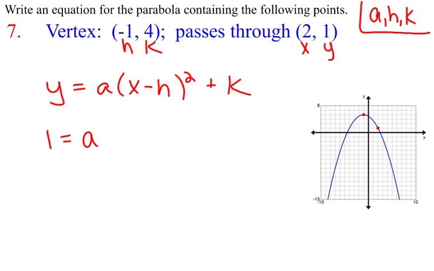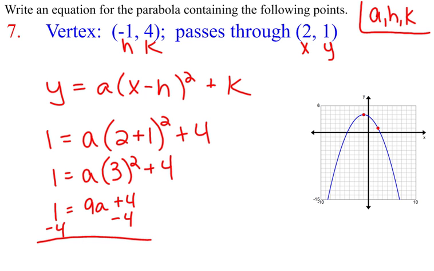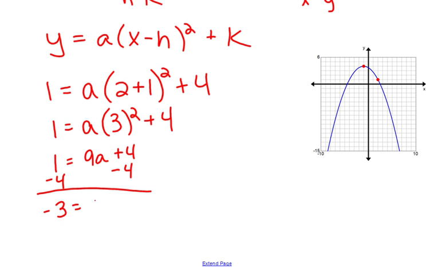My a is a variable, and then x is 2 minus h. So minus a negative 1 would be plus 1. Don't forget the squared, and then plus k, which is 4. So I go ahead and simplify this equation and then solve for a. I'd have 1 equals 3 squared is 9, so I'd write that as 9a instead of a9. Now I'm going to solve for a because that's what I'm looking for. So I have negative 3 equals 9a. I divide both sides by 9, and I find a to be negative 1/3.